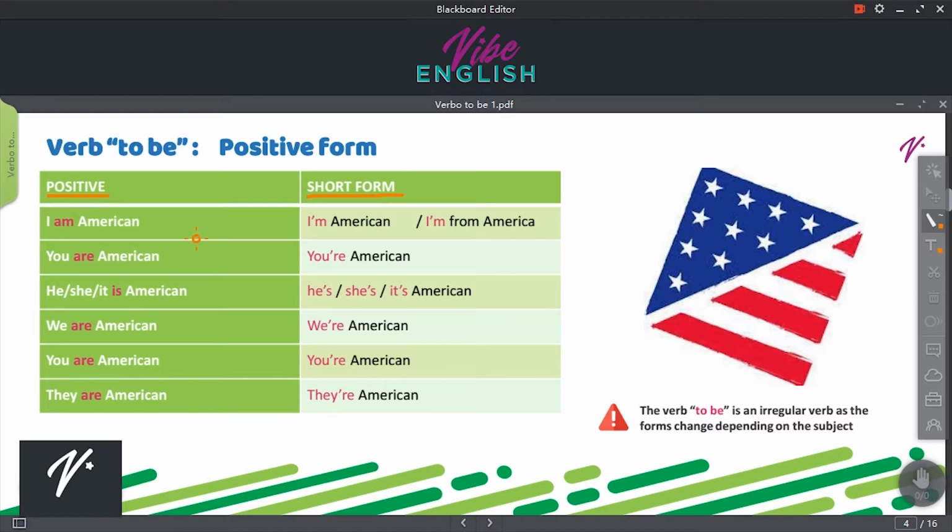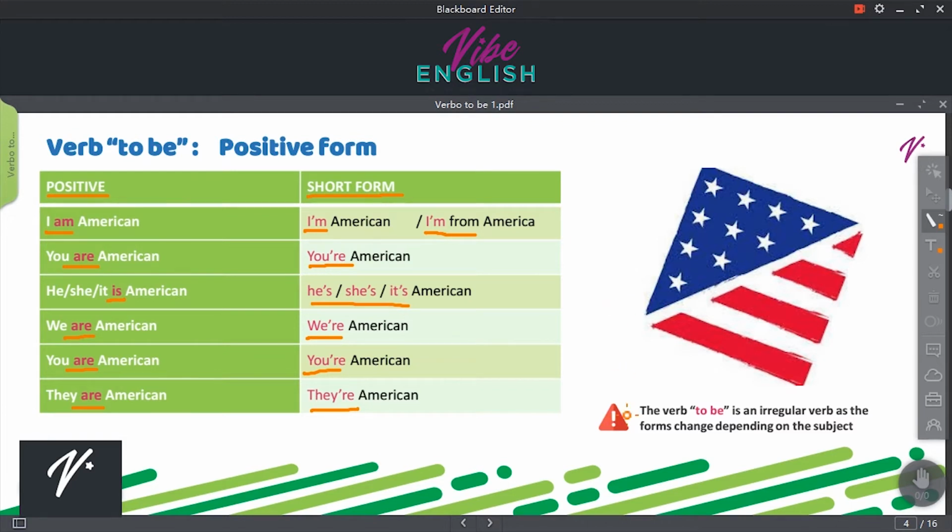Let's run through them. I am American, you are American, he, she, it is American, we are American, you are American, they are American. And the short forms, I'm American or I'm from America, you're American, he's, she's, it's American, we're American, you're American, and they're American.